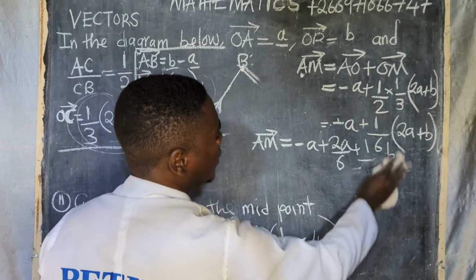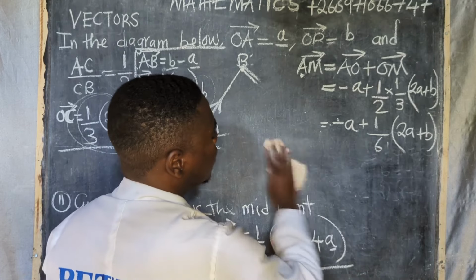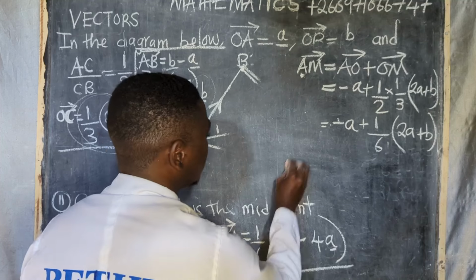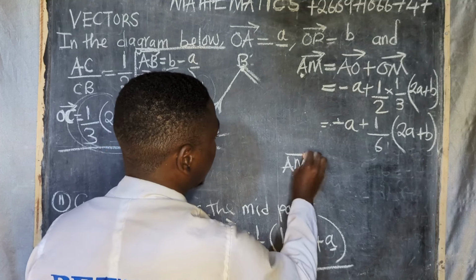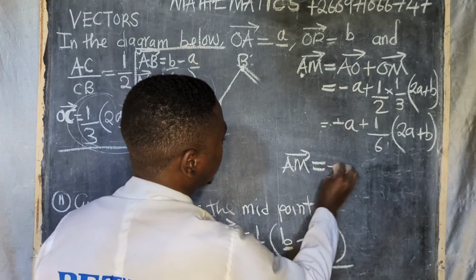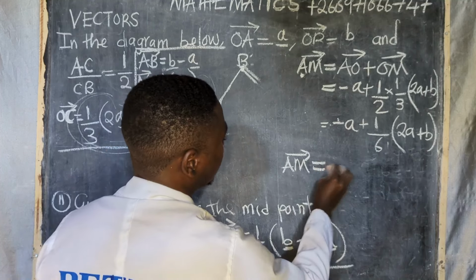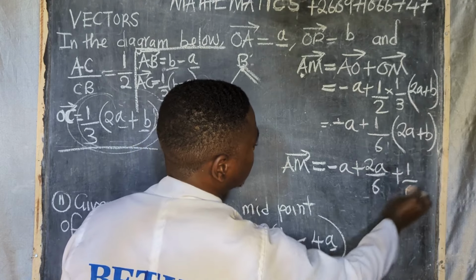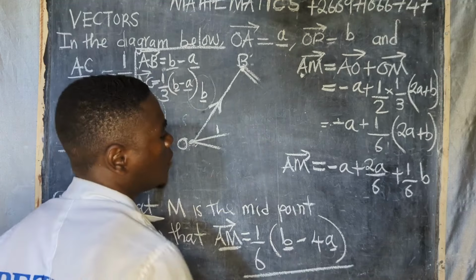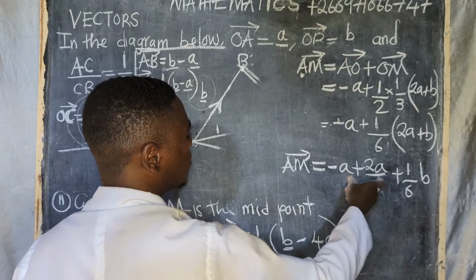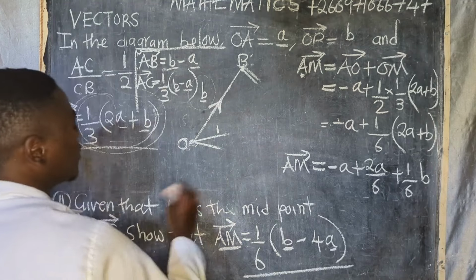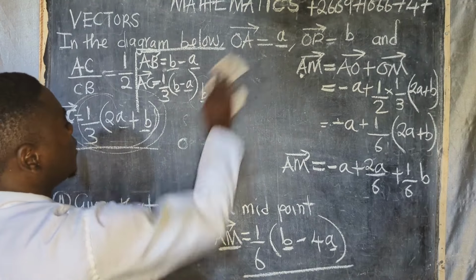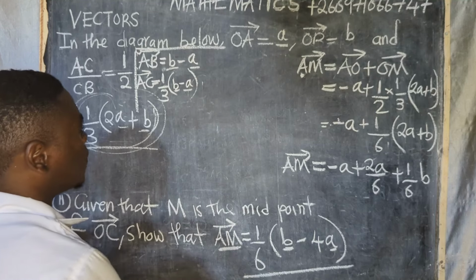Let me write it down here properly so that everyone is able to see. I'm saying that AM is equal to negative A already there. 1 times 2, so it is 2. So 2A over 6, then plus 1 times B, so it's 1 over 6B. This is what I'm going to have. I get this part and I need to simplify it. There's no problem, I can simplify it here.